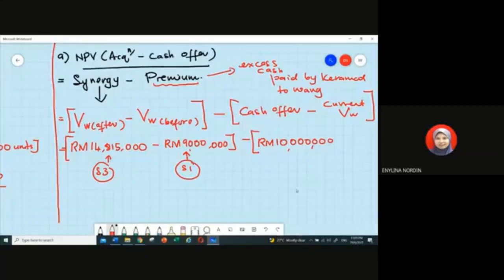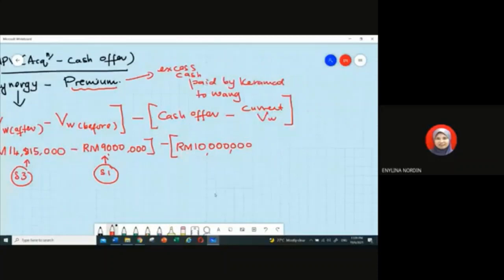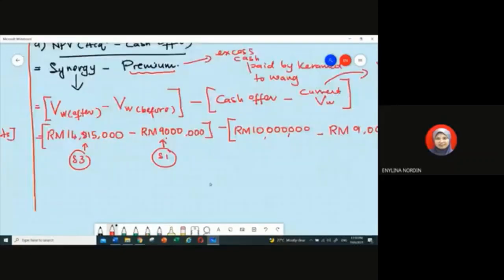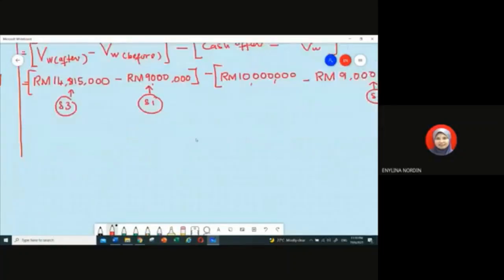But what is the current value of Wangsa? The current value of Wangsa, definitely we refer to the value of Wangsa before the acquisition. So that is 9 million ringgit. This is the amount that you get from step 1 again. Having that, you just play with the formula and use your calculator: 14.81 million minus 9 million.